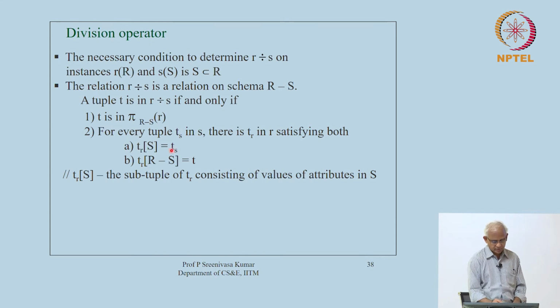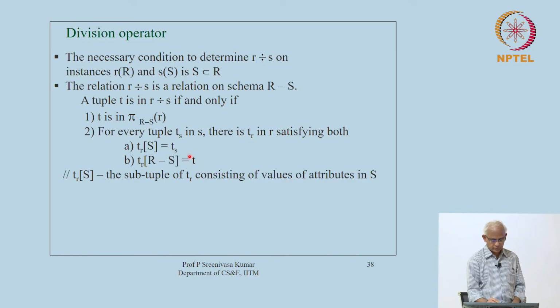So that is expressed here: for every tuple Ts in S, there is a tuple Tr in the relation R, satisfying that the subtuple for S, the subtuple of Tr for these particular attributes S, is indeed this Ts, and the R minus S part is the T that we are looking for. T is going to be in the result actually. The subtuple T is the one we are looking for.